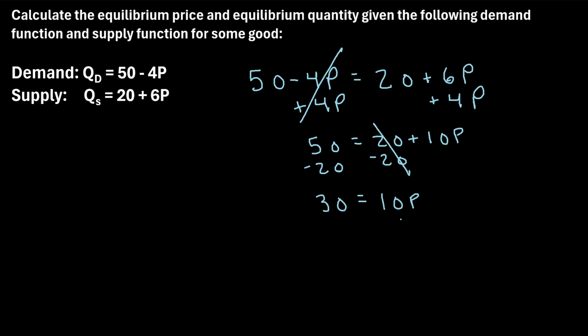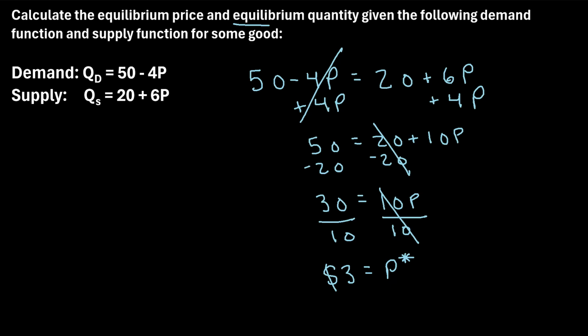And the last step to get P all by itself is just to divide both sides by 10. So on this side, these 10s cancel out. 30 divided by 10 is 3, so 3 is equal to P. So at a price of $3, if we want, we can put a little dollar sign right here. At a price of $3, the quantity demanded and the quantity supplied will be the exact same number. And typically when we solve for this equilibrium price, we put a little star next to it to indicate that this is P star, this is the equilibrium price. So we found the equilibrium price.